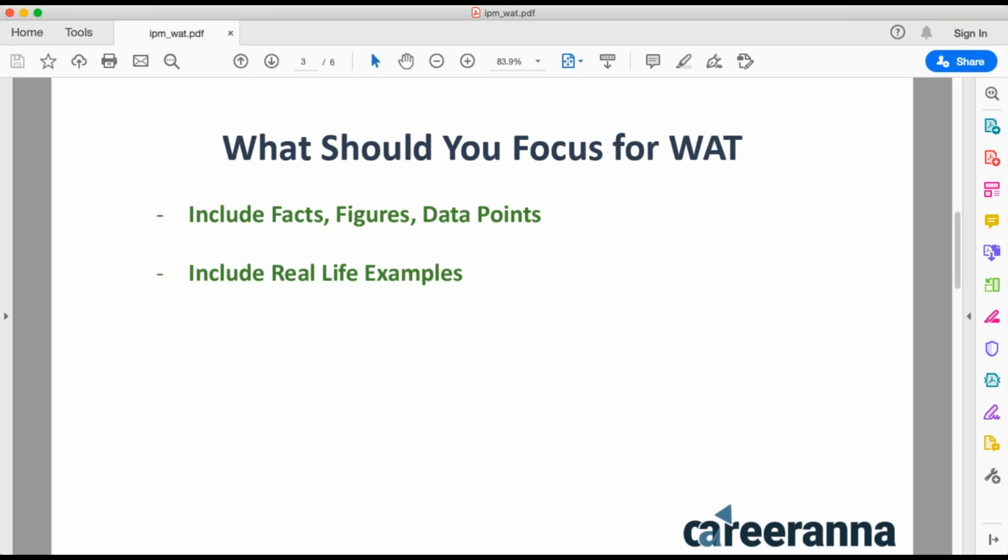So the point is, your WAT should include facts, figures, real life examples, data points, and the more you include these, the better your write-up becomes. Most of these things would go in the body part of your WAT. That's where you will majorly include these facts, figures, and examples. They typically won't go in the introduction or the conclusion, but 99% of the time they go in the body part of your WAT.